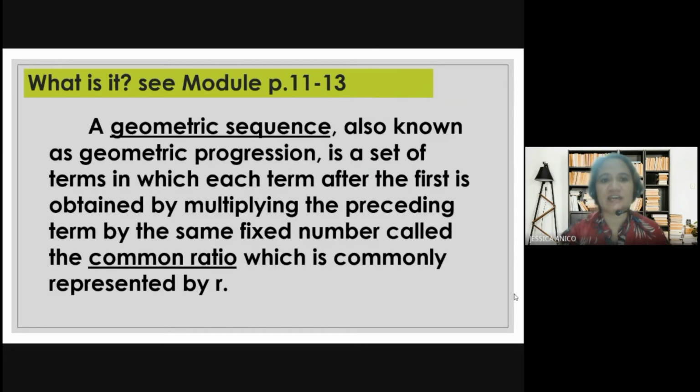Let us define. A geometric sequence, also known as the geometric progression, is a set of terms in which each term after the first is obtained by multiplying the preceding term by the same fixed number called the common ratio, which is commonly represented by R.